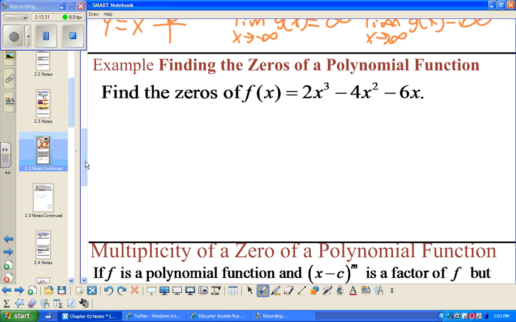There are multiple ways you can find the zeros of a polynomial function. You can factor. Algebraically, if you can factor, do it. I notice every term here has an even number and an x in it, so I'm going to factor out a 2x.